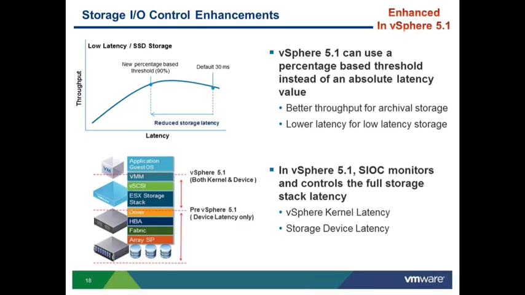The additional feature to it as well is that, as the graphic shows, previously before 5.1, we were only really looking at the device latency. So what are we reporting from the device? We now have the ability to look right up to the kernel level as well. So the latency statistics we're gathering are much more, I guess, intelligent and well-rounded.